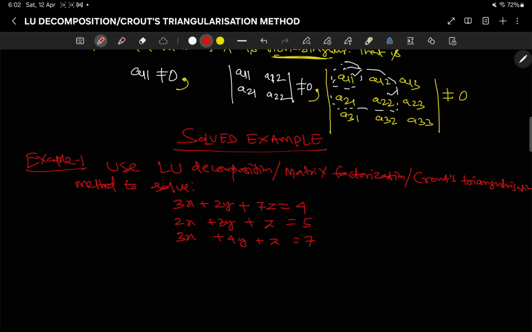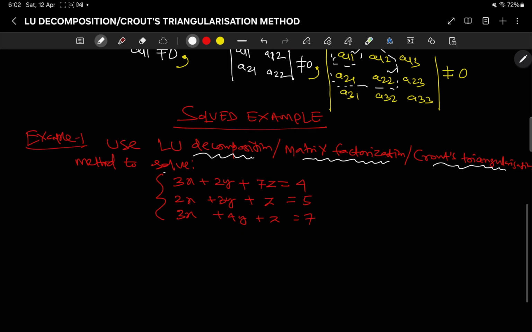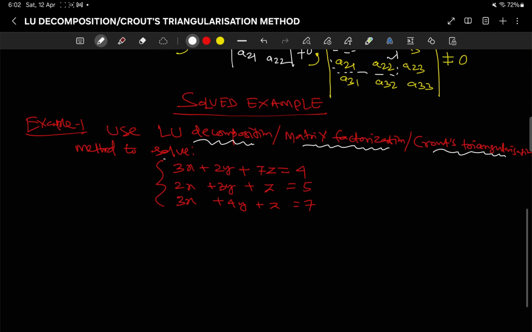Now you are asked to solve a system of equations by the LU decomposition method. This method is also known as the matrix factorization method or Crout's triangularization method. In fact, I consider the same example as I did in Gauss elimination and Gauss-Jordan elimination to see the complexity of the calculation in each case. So now coming to the solution.